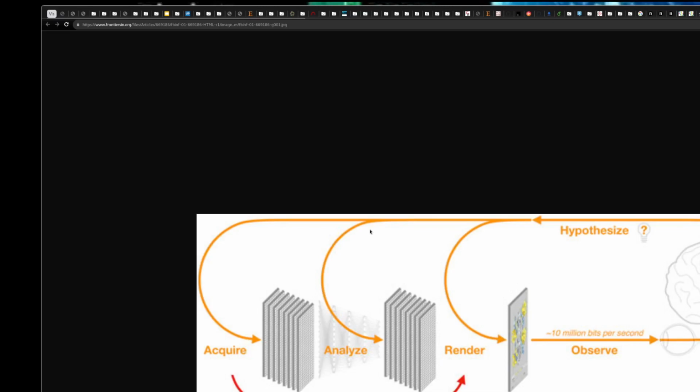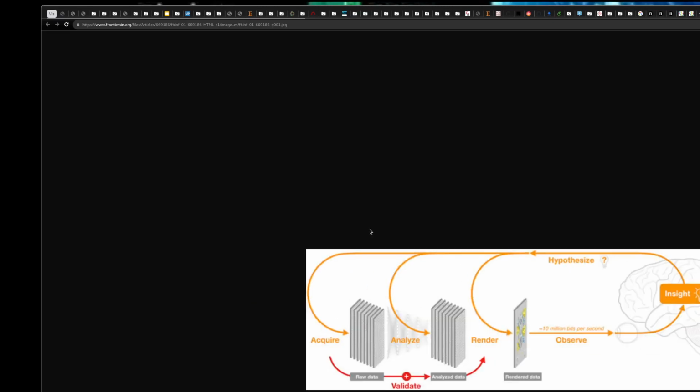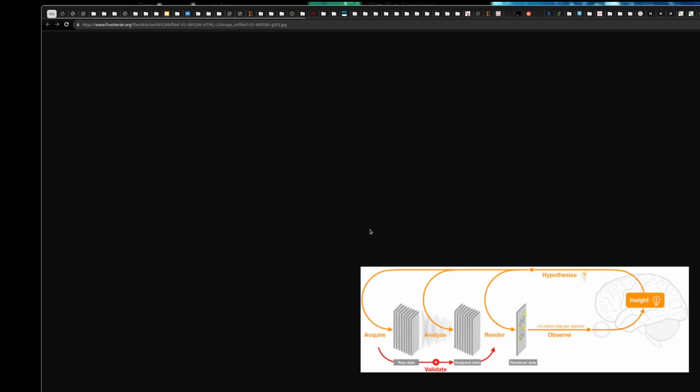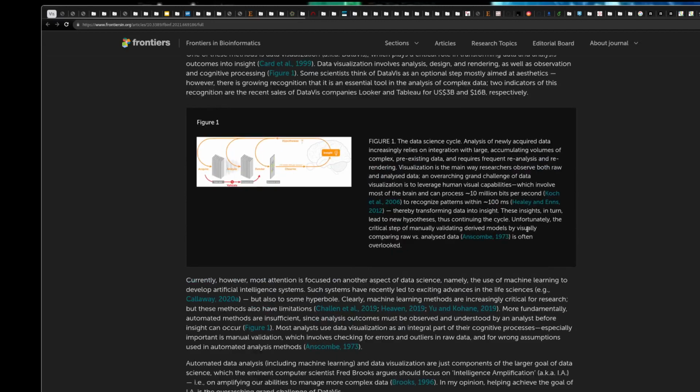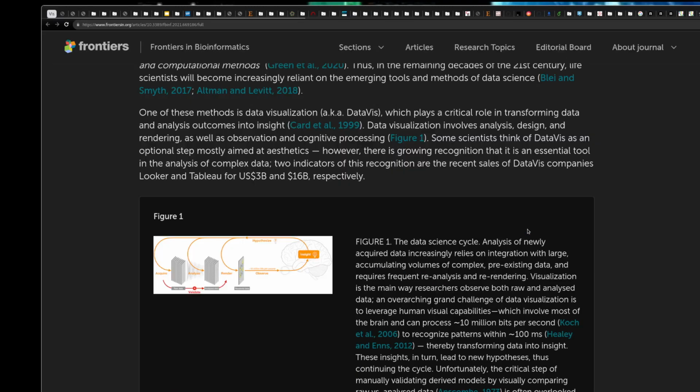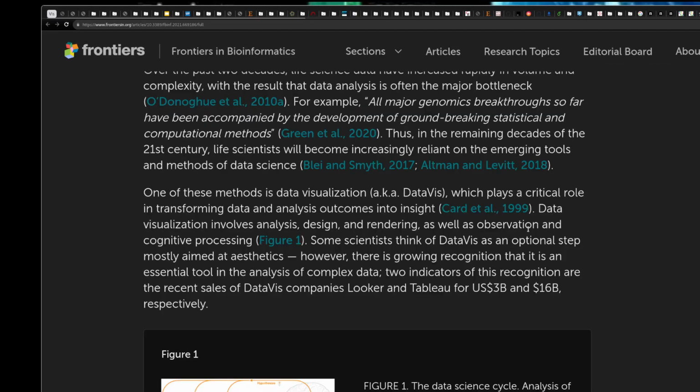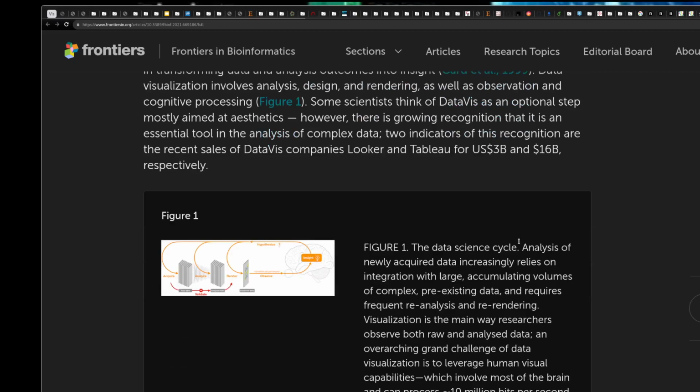Analysis of newly acquired data increasingly relies on integration with large accumulating volumes of complex pre-existing data and requires frequent reanalysis and re-rendering. Visualization is the main way researchers observe both raw and analyzed data. An overarching grand challenge of data visualization is to leverage human visual capabilities, which involve most of the brain and can process 10 million bits per second (Koch et al., 2006), to recognize patterns within 100 milliseconds (Healy and Enns, 2012), thereby transforming data into insight.